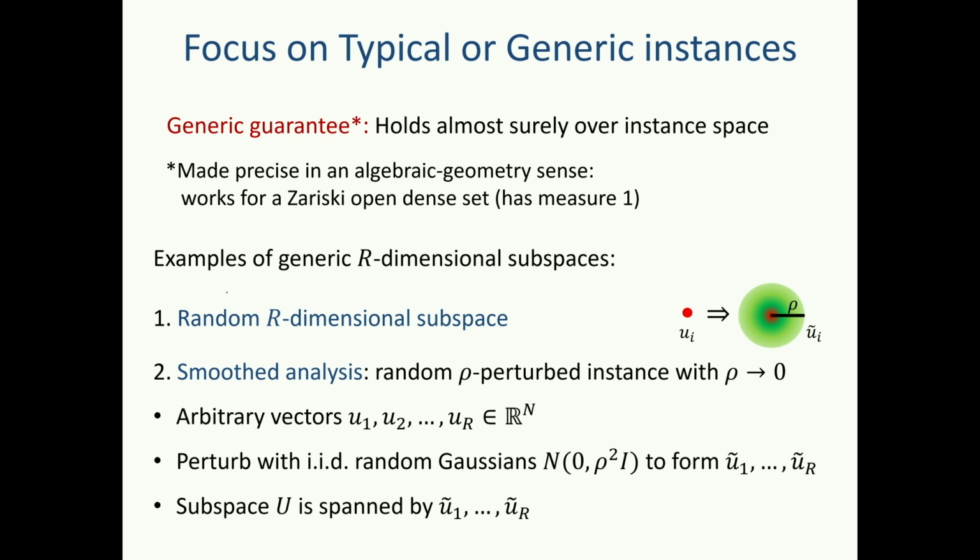Good. So the way to think about a generic subspace is you just take an arbitrary subspace and just perturb the basis elements just a little bit and look at that subspace. That's a smooth analysis version. And if you think of the smooth analysis random perturbation going to 0, that would give you a generic subspace. So these are the kind of instances we'll be thinking about, but what's the exact planted question?